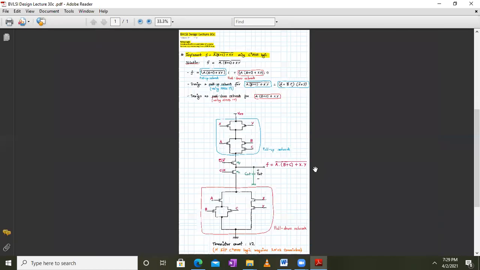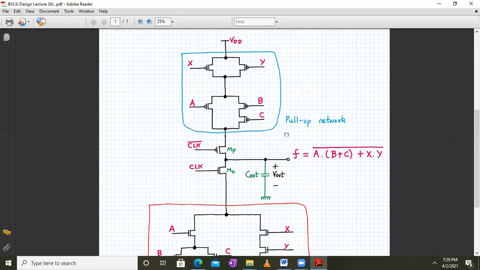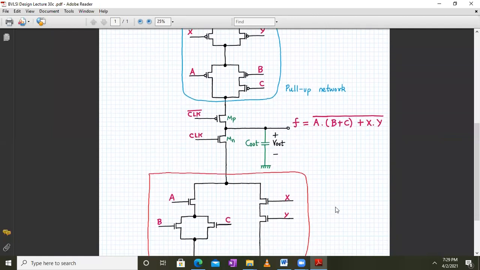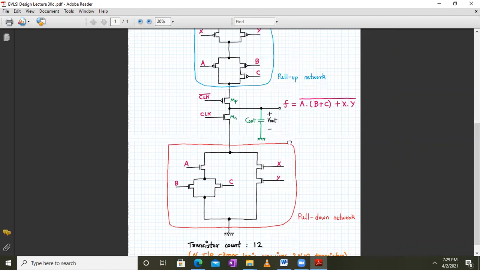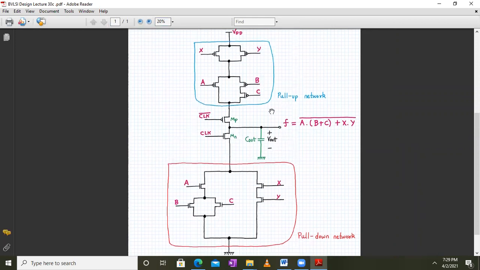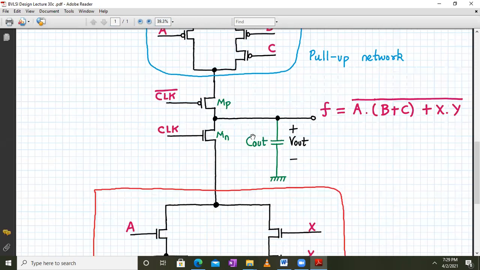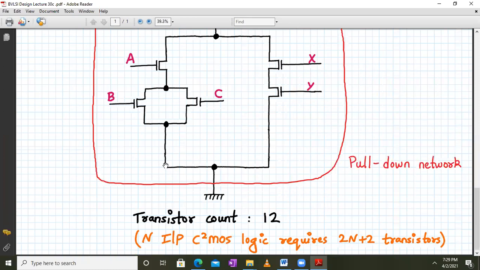I'll show you the complete design now. I think it's not fitting the screen. Okay, let me try to reduce it a little. Yeah, so this is my design. Okay, complete design. I have my pull up network, I have my pull down network, all the transistors, and also I have MN and MP transistors whose gate terminals are connected to clock and clock bar, and here I have the output node. Okay, so this is my implementation of a complex Boolean expression using C square MOS logic.